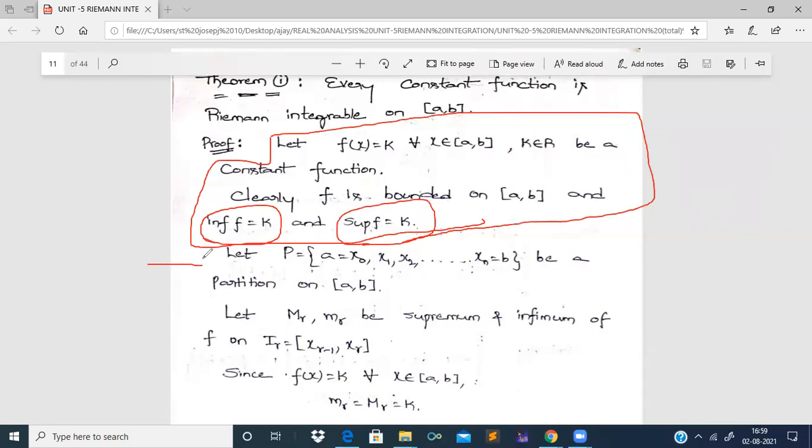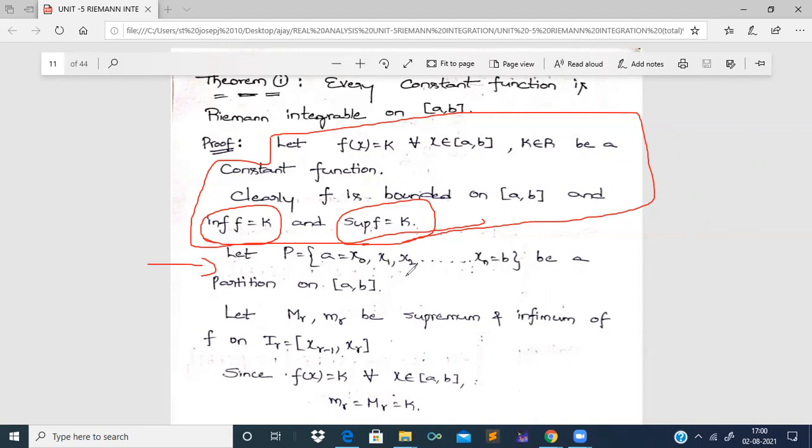Now, let us take a partition P of closed interval a comma b. Therefore, in this partition, the points a equal to x0, x1, x2, and so on up to xn equal to b are lying. That is, n plus 1 points are lying in partition P of closed interval a comma b.